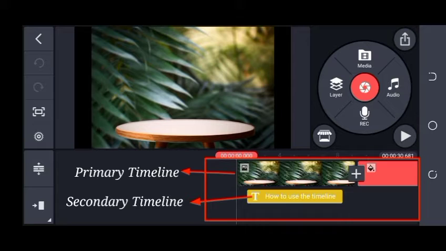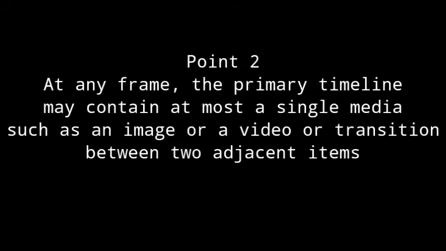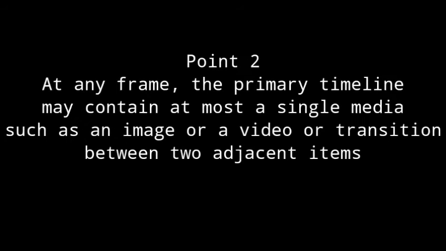Let's see. When I say primary timeline in Kinemaster, it contains the most fundamental media for a project and also acts as the base or backdrop for the secondary timeline. At any frame, the primary timeline may contain at most a single media such as an image or a video, or a transition between two adjacent items.